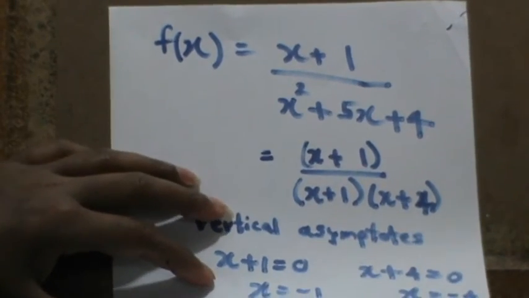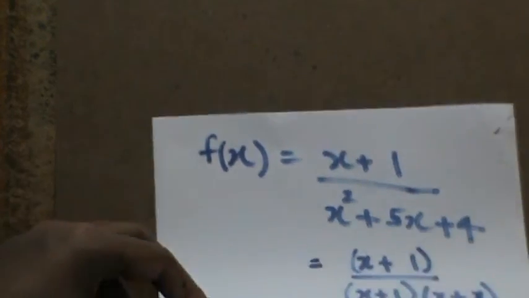So that's just a simple example and a further elaboration of the concepts of vertical asymptotes. Those two examples are the final examples I'll be teaching you on vertical asymptotes.